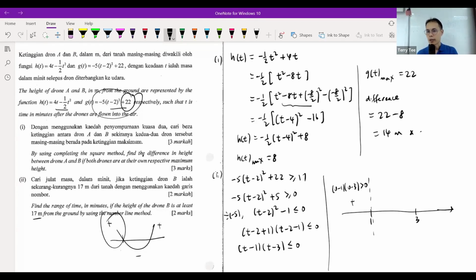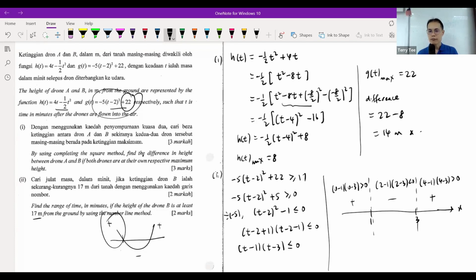Then you take a number between 1 and 3. Let's say 2. 2 minus 1 is positive. 2 minus 3 is negative. So it's going to be less than 0, right? Negative. All right, the third one, pick a number more than 3. 4, 4 minus 1 is positive. 4 minus 3 is also positive. Positive times positive is going to be more than 0, positive.